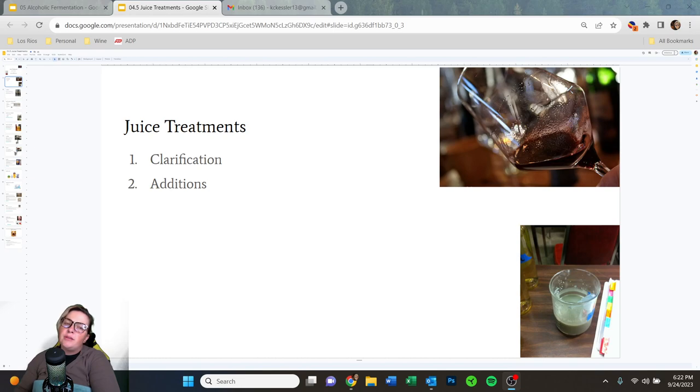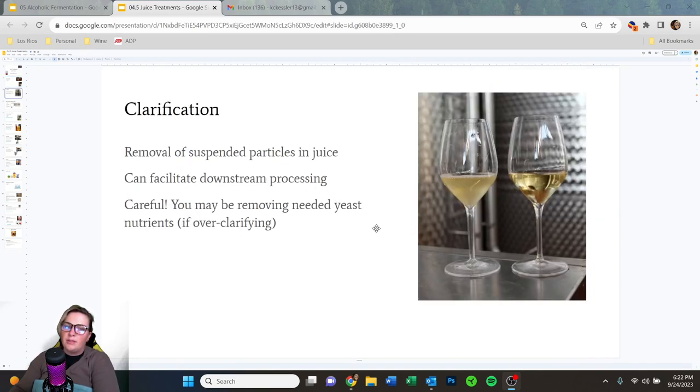For juice treatments, there are really two different types of treatments. There's clarification, which is typically like a filter treatment, and then we have additions, things we can add to the juice to help clarify it. Clarification is really just removal of any suspended particles in juice. That could just be sediment or small particles of dirt or dust from the vineyard, pulp. It could be like a pectin haze. That's very normal. It's very natural. It's a very raw product at this point. It just came from the vineyard and got pressed, so it's very normal for it to look like that.